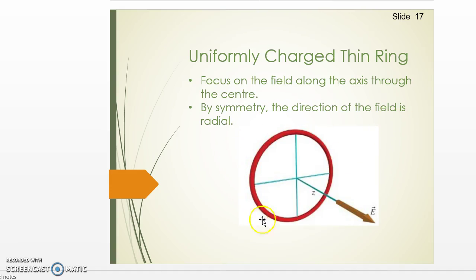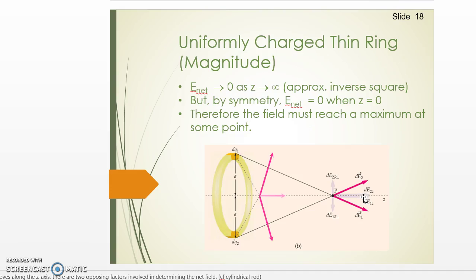So starting with a thin ring, again, we're focusing on the z-axis, the central axis of the thin ring, and working out the field there. So direction is clearly going to be radial. What about the magnitude? Okay, once again, we would expect a roughly inverse square relationship as we move far away from the ring.